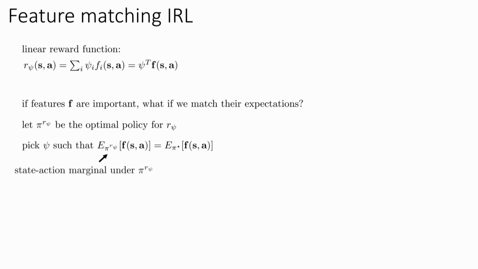Okay, so the expectation on the left-hand side is under the state action marginal under pi r psi, but of course you get samples from the state action marginal by taking samples from your trajectory distribution and then just summing over all the time steps. That's totally fine. The right-hand side is under your unknown optimal policy, which you approximate using the samples from that unknown optimal policy, which is exactly what your demonstrations are.